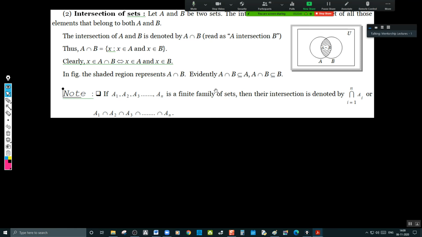Intersection of sets. In the name itself, you have the meaning of it. Intersection of sets means that which is common to both. That means X belongs to A and X belongs to B. So whenever A intersection B is given in the set builder form, it will be given like this: A intersection B is equal to the set of X such that X belongs to A and X belongs to B.